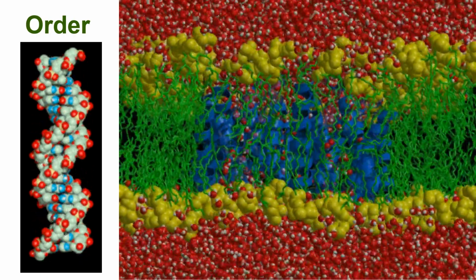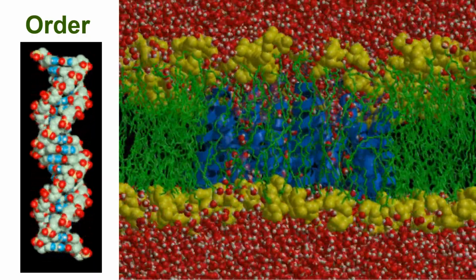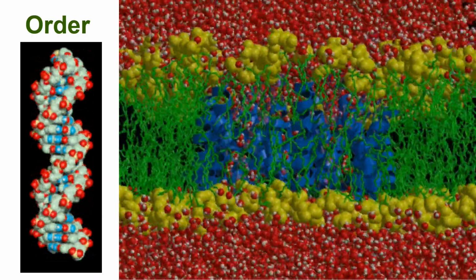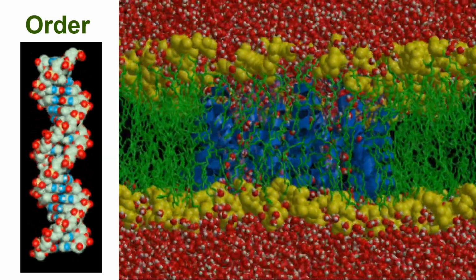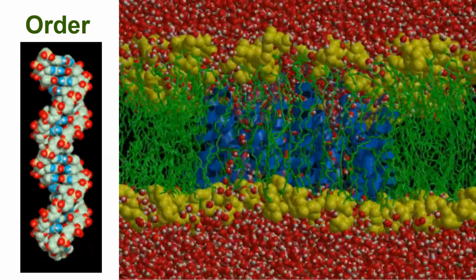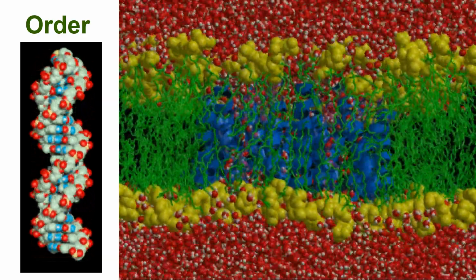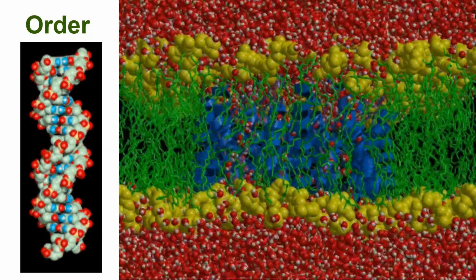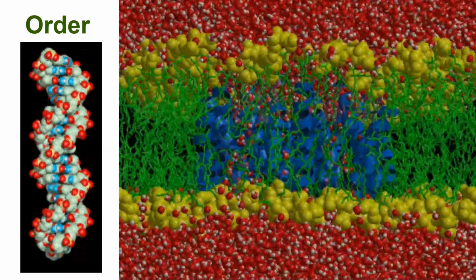Let's start with order. So what you're seeing on the left is a molecule of DNA. This is a very, very well-ordered molecule. It has to have a very specific shape. So all the little bulges there, those are all atoms that are arranged in a very precise arrangement. And it takes energy to maintain that order.